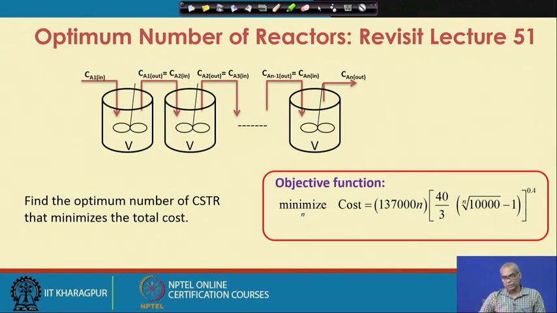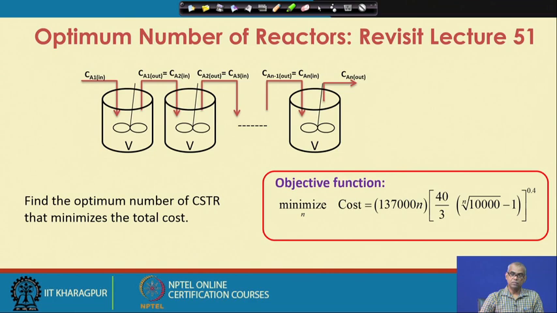So, now let us try to solve some of the problems that we have already solved in lecture 51 using solvers such as fminsearch and fmincon. So, the first problem that we take is optimum number of reactors in a reactor train. So, we have n number of CSTRs in series in a reactor train. We want to find the optimum number of CSTRs that minimizes the total cost.